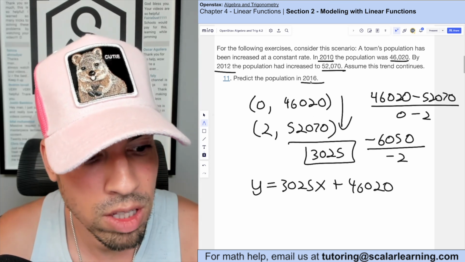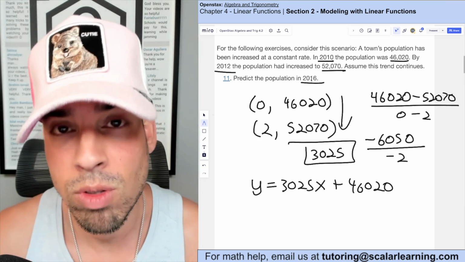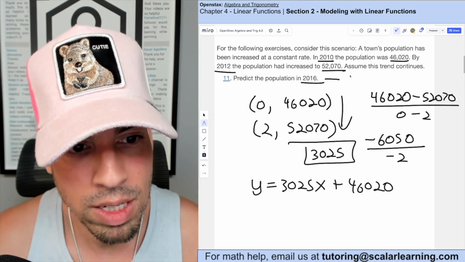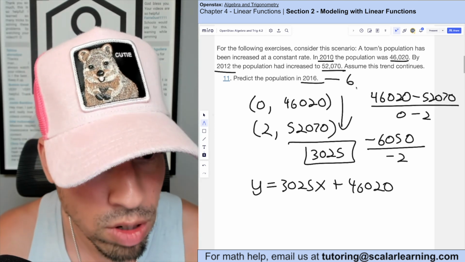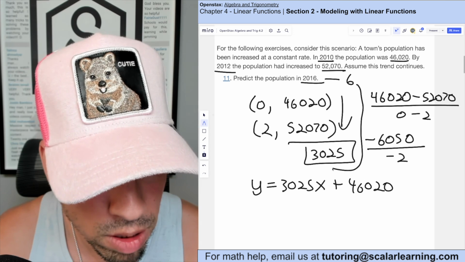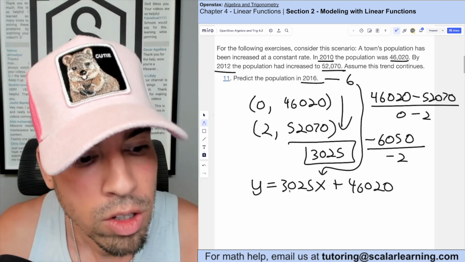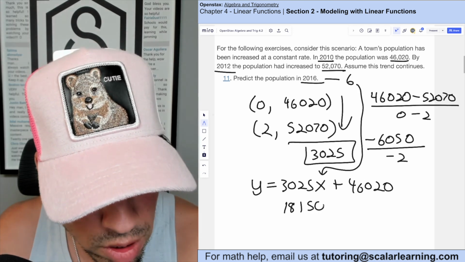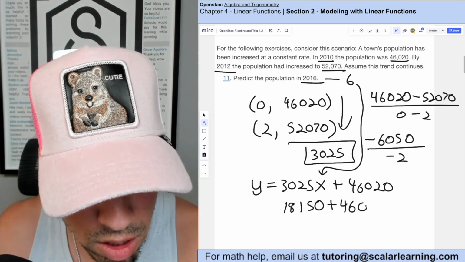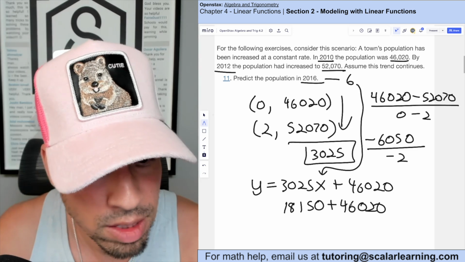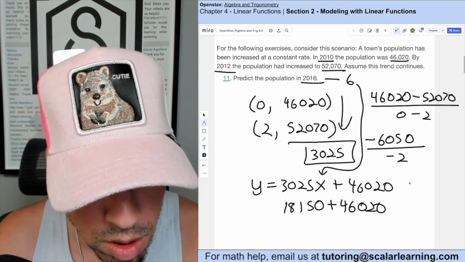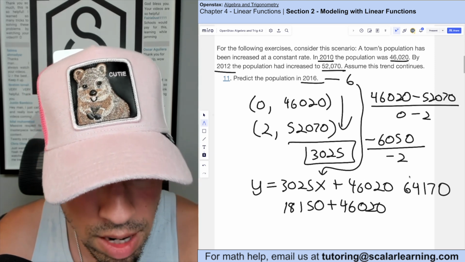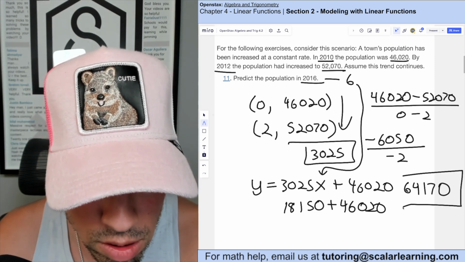Last but not least, to calculate the population in 2016. If 2010 is 0, 2012 is 2, 2016 would be an input value of 6. So now all I have to do is plug and chug. Plug this in for x and I'll get my answer. So 6 times 3,025 is 18,150 plus 46,020. We add these together and we get 64,170 for the population in 2016.